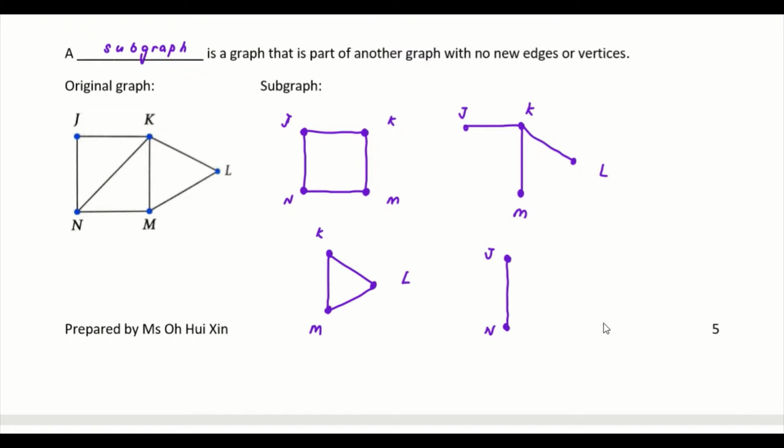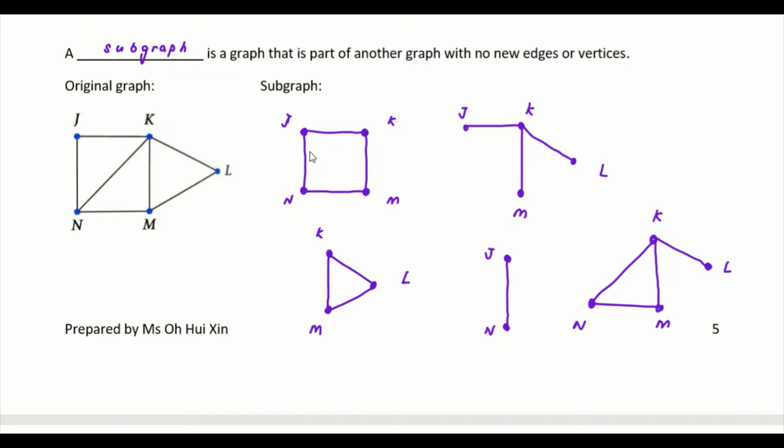Something that they might ask you to do is identify whether the graph is a subgraph of the original graph or not, or they'll just ask you to draw and see whether you understand what is meant by a subgraph. So you can draw anything as you like. Even if you want to draw the triangle over this side, it also can. Then you try to do something like this. This is also considered one of the subgraphs. You can see this is N, M, K, L. So the ultimate idea is to make sure that you cannot add any new edge or vertices. A subgraph is basically part of another graph without adding any new edge or vertices.